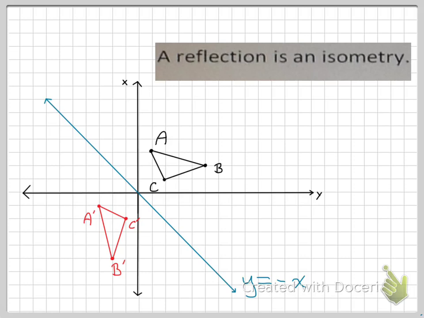Okay, and I just noticed that I inadvertently called this a pre-image. It's not a pre-image, it's an image. This is called the object or pre-image, and then after the reflection, what you get is called the image.